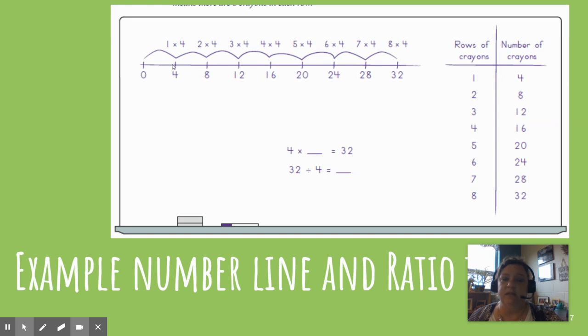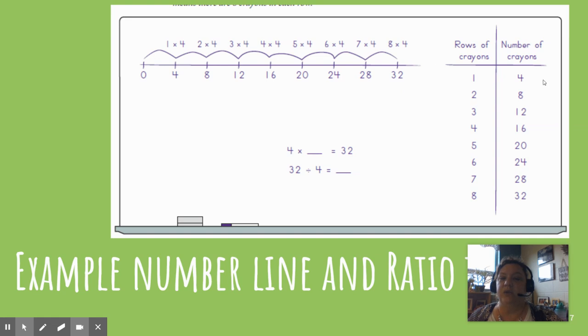Another possibility, number line. We did show this. On the number line, we were going by 4 in each jump, and we figured out that it took 8 jumps to get to 32. So that told us 4 times what equals 32? 8. And that tells us 32 divided by 4 equals 8. Remember, anytime you've got a division problem, you're looking for 4 times what gives me this big number. 4 times 8 gives me 32.